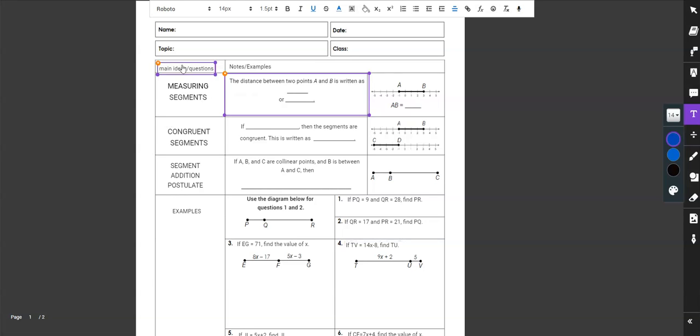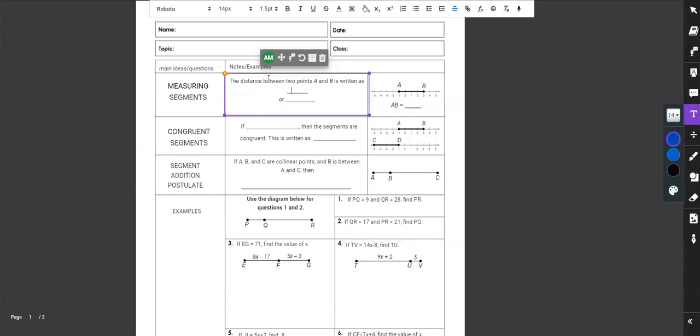Okay guys, so today we're going to talk about the segment addition postulate. We're also going to discuss measuring segments, what it means for segments to be congruent, and then we're going to use the midpoint of a segment to find the lengths of certain segments, also using the segment addition postulate. So let's get started by talking about measuring segments.